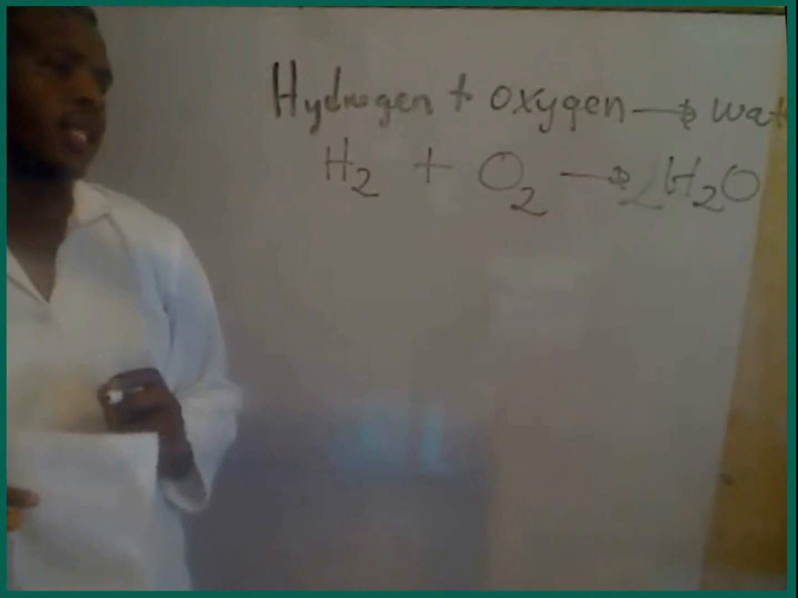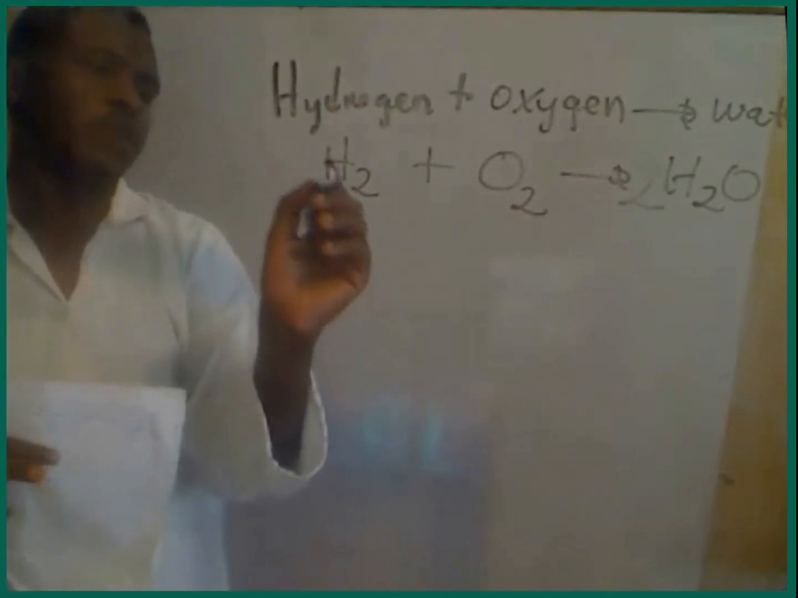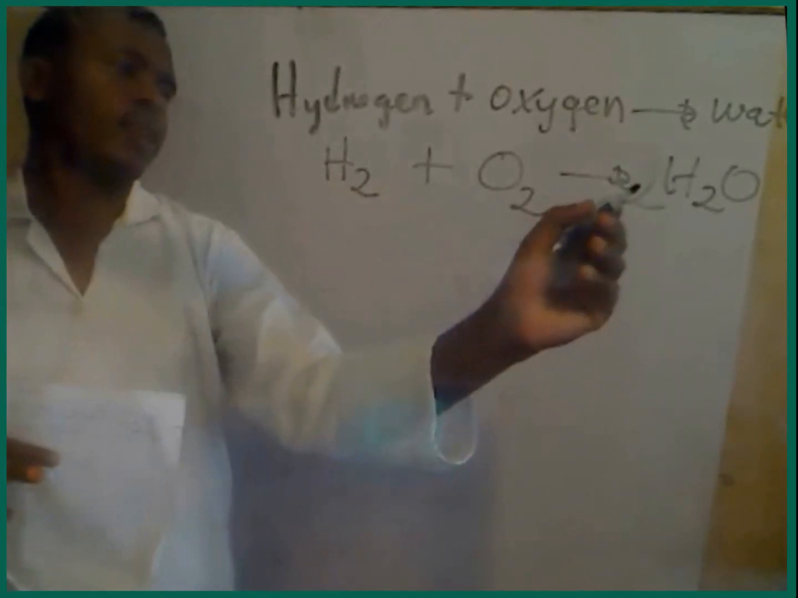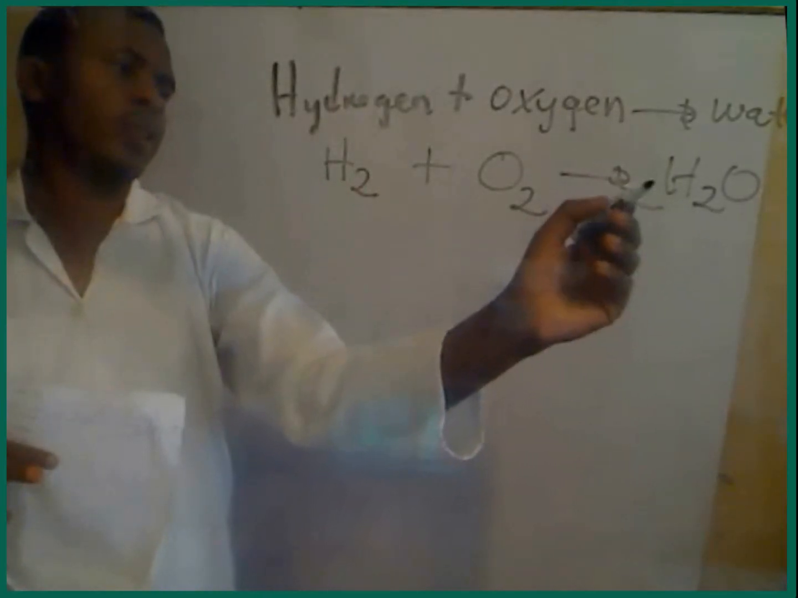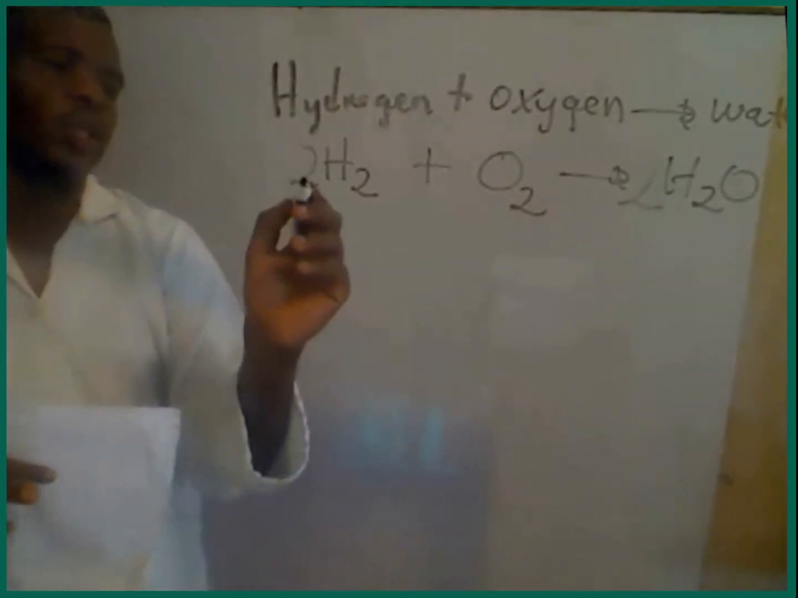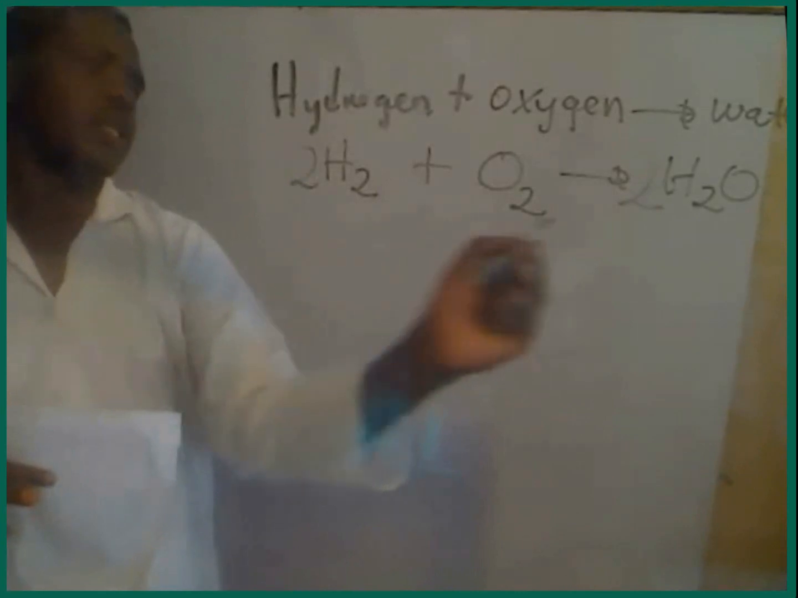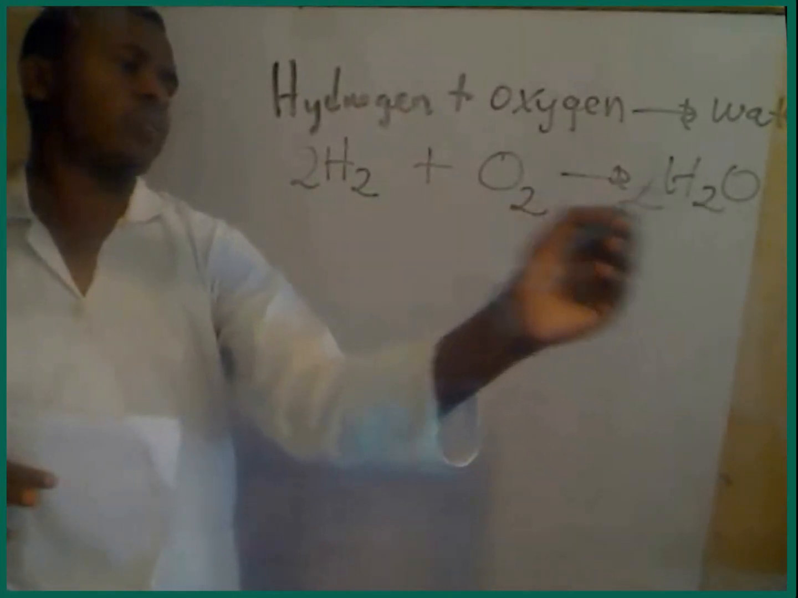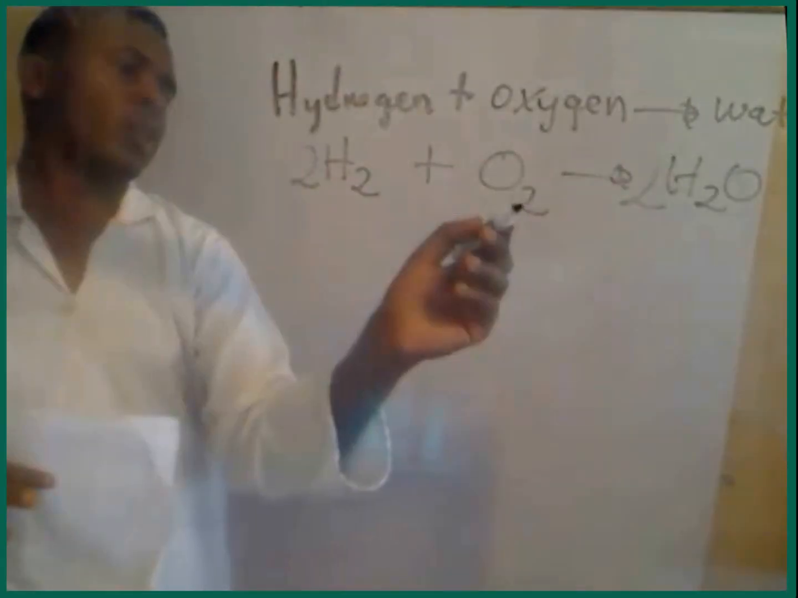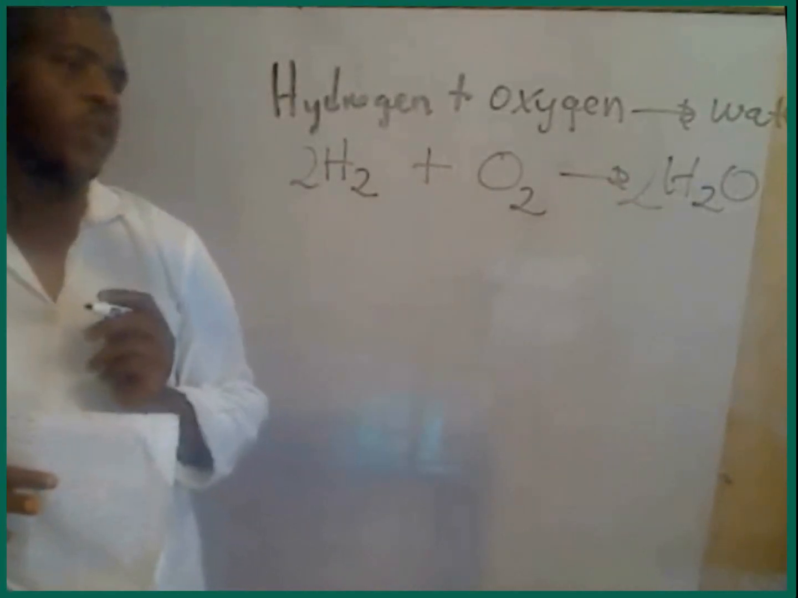After inserting 2, I have to start all over and count again. I have 2 atoms of hydrogen here, I have 4 atoms of hydrogen this way. So I put 2. I start all over again. 2 hydrogen, I have 4 hydrogen atoms here. I have 4 hydrogen atoms. 2 oxygen atoms here. I have 2 oxygen atoms. Therefore the equation is balanced.